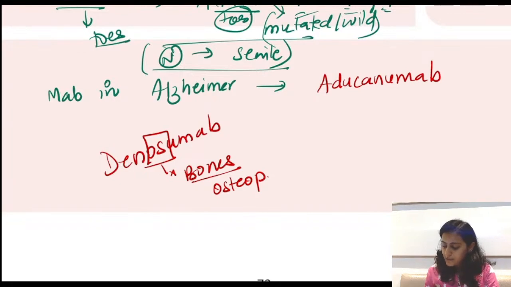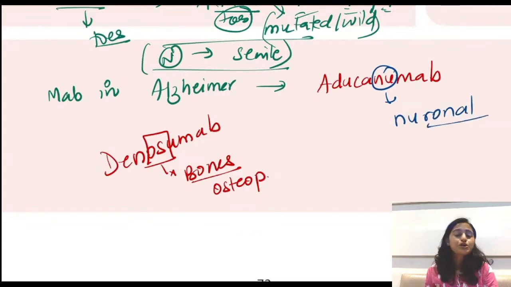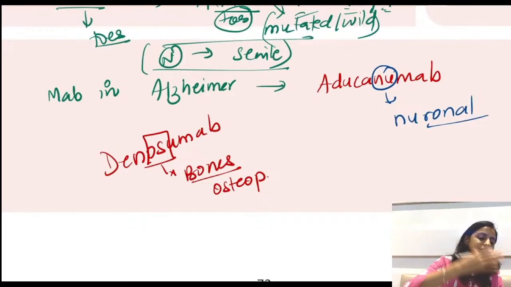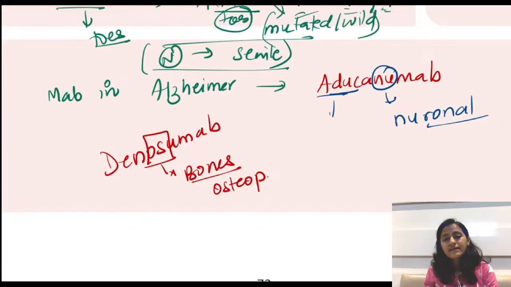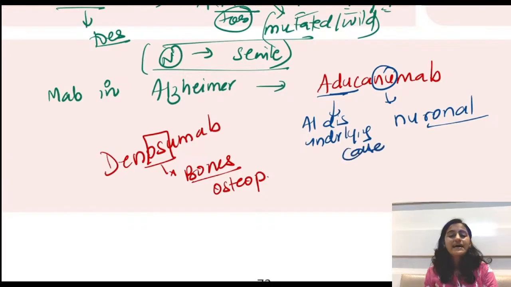Aducanumab. Look at the word. The nu tells you it is acting on something neuronal, a disorder related to the nervous system. The mab tells you it is a monoclonal antibody. And what does Alzheimer's ADUC tell you? Alzheimer's disease underlying cause is what it is acting on.